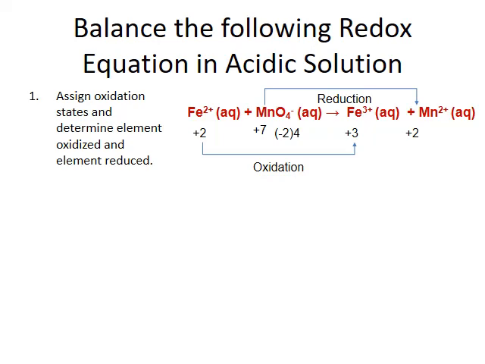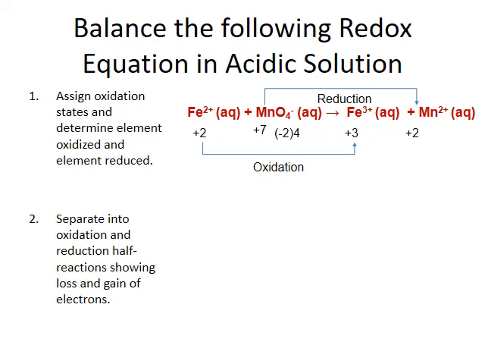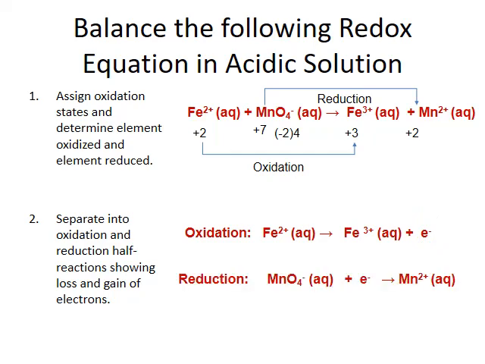So for the oxidation half reaction, we take the element oxidized, iron, and we keep it as iron +2 on the reactant side and iron +3 on the product side. And we just add the electron symbol to the product side to show that electrons are lost during oxidation. For the reduction half reaction, we carry down the entire formula that contains the element being reduced. So permanganate ion on the reactant side and manganese with a +2 on the product side.